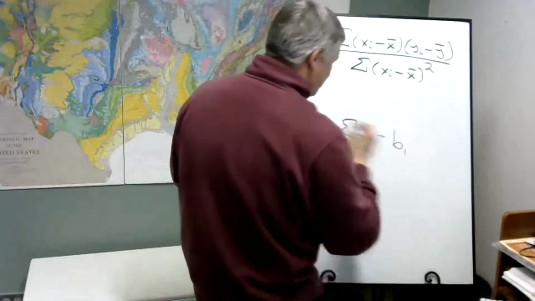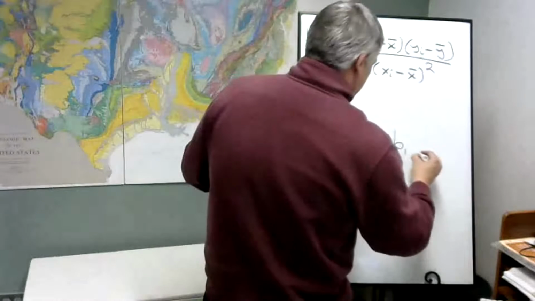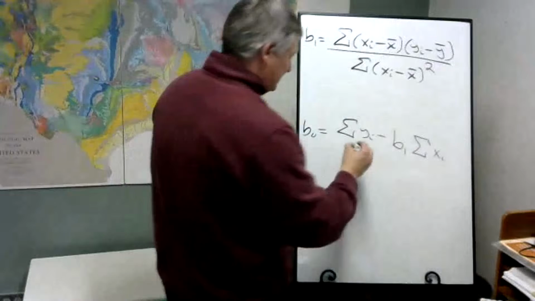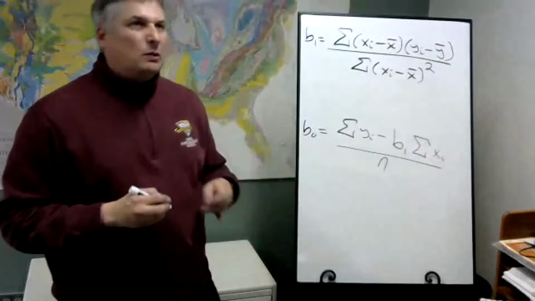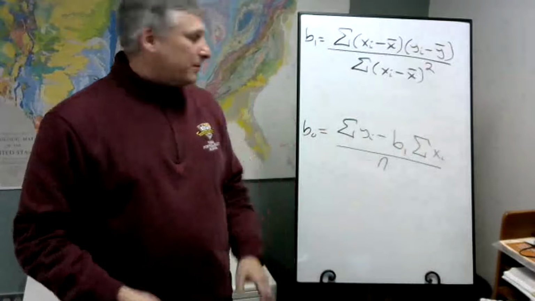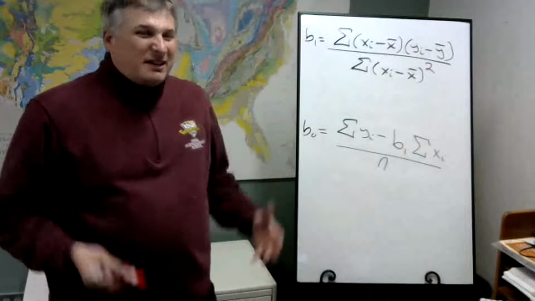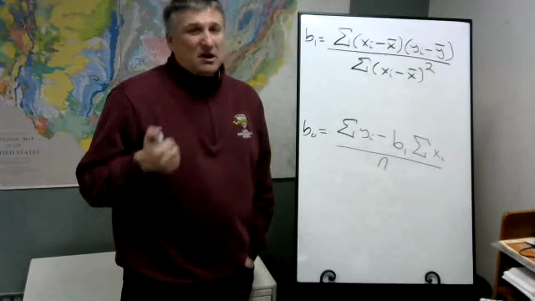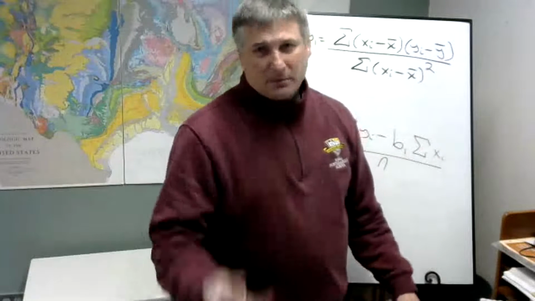B0, well, we need b1 to compute b0, so we have to compute this first. And then there's a sum of xi divided by n. N is the total number of points. That's what that n was in the correlation formula as well; the r formula used the total number of pairs. So there you go. Again, I most likely won't have you do this by hand, at least not often. Usually it's from a computer.